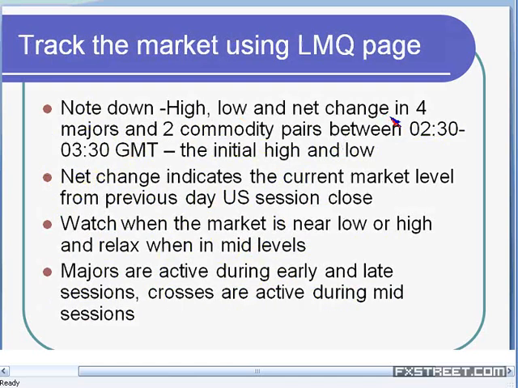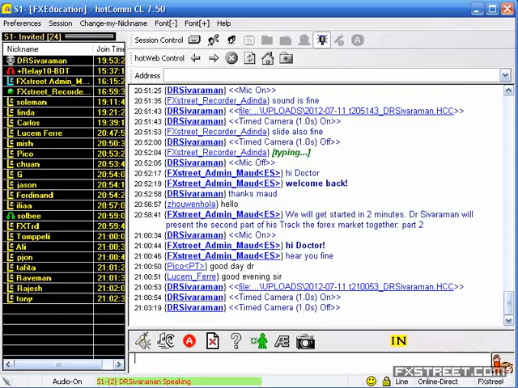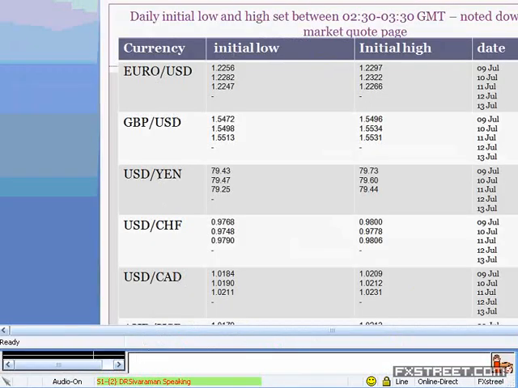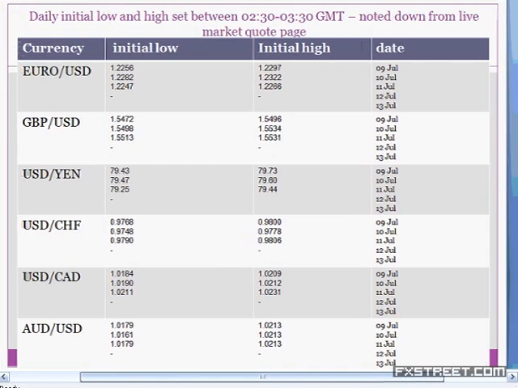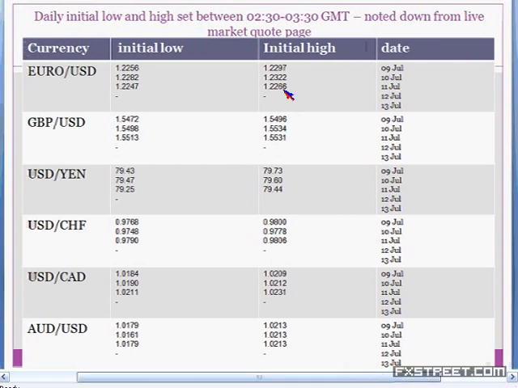Now we note down the initial low and the high set in the live market around 3:30 GMT using the live market quote page, and note down in the 4 majors and 2 commodity pairs around 3:30 GMT during the Japanese session. I'll just focus the camera and briefly show you what were their levels. Now Euro formed the high 1.2266 around 3:30 GMT. Still it is holding above 1.2266.